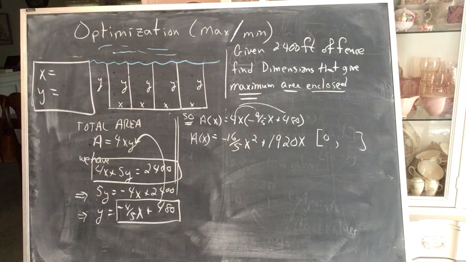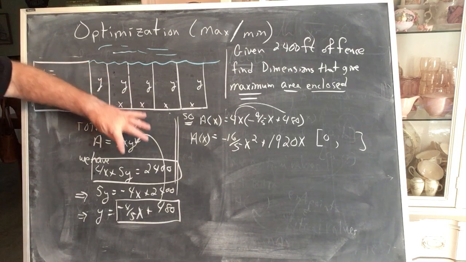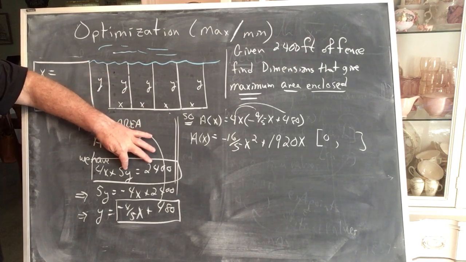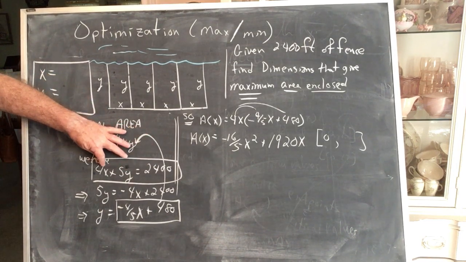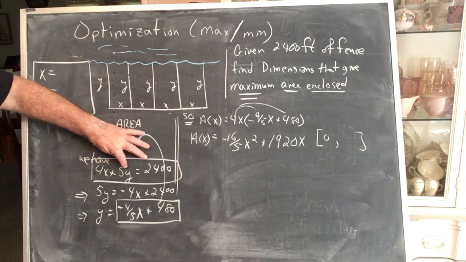To find the largest value of x, here's the technique. Let the other variable be 0 and solve for x. Let the other variable be 0.